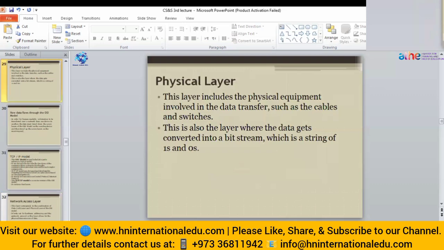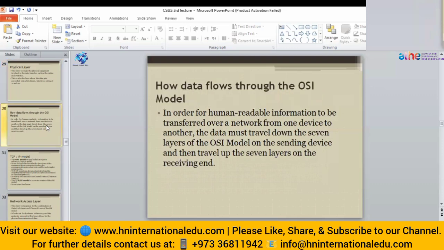This layer includes the physical equipment involved in the data transfer, such as cables and switches. Like we can say, the physical components of the network. So this is also the layer where the data gets converted into the bit stream, which is a string of ones and zeros.